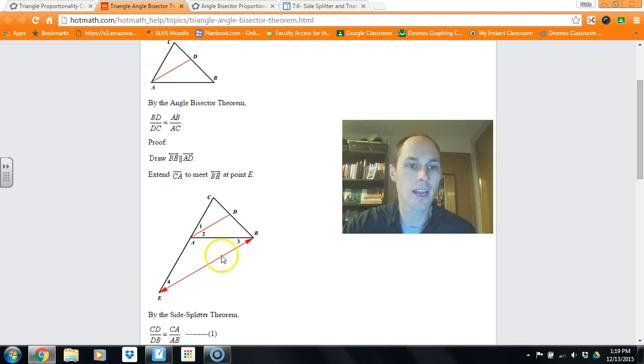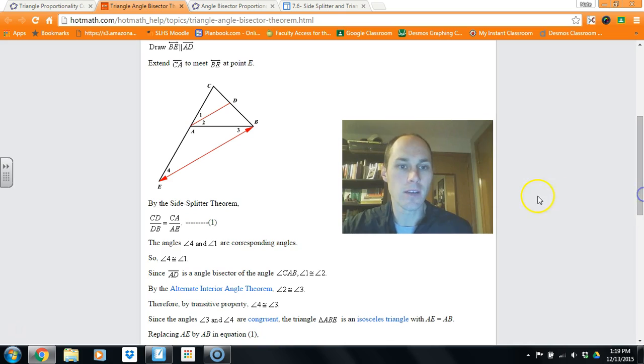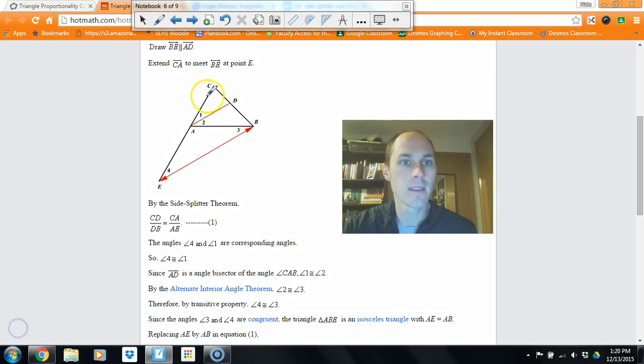Okay, so I draw an extra line in here parallel to that angle bisector. We're going to extend CA down to meet BE at point E. So by the side splitter theorem, we know that CD to DB is the same proportion as CA to AE. Okay, we just talked about that. So that would make angles 1 and 4 corresponding angles because these lines are parallel. Since these lines are parallel, 1 and 4 are corresponding angles, and those angles are going to be congruent. And since AD is the angle bisector of CAB, 1 and 2 are congruent as well.